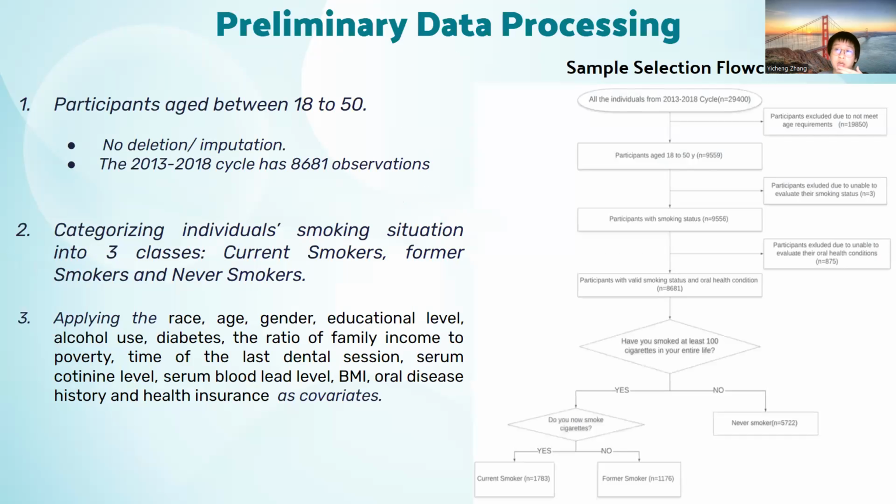As you can see in the sample selection flowchart on the right, we will only use participants who are aged between 18 and 50, and we will not do any deletion or imputation of the missing data, to keep the data integrity. For this cycle, we have 8,681 observations left after the data cleaning. Then we categorize an individual's smoking situation into three classes: current smokers, former smokers, and never smokers. By referring to previous papers, we will use the covariates listed here in our research.